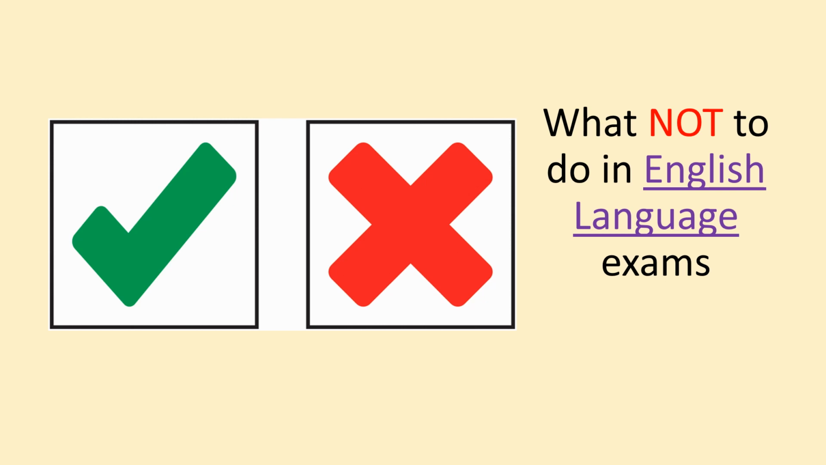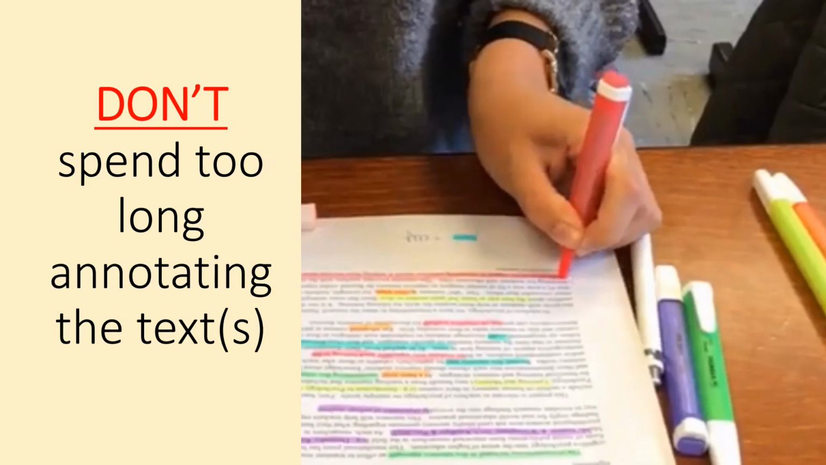As we get closer to exam season, I wanted to share with you all another quick video filled with exam tips, and this time it is 4 things not to do in an English language exam. So let's get started. So, tip number 1, don't spend too long annotating the text.